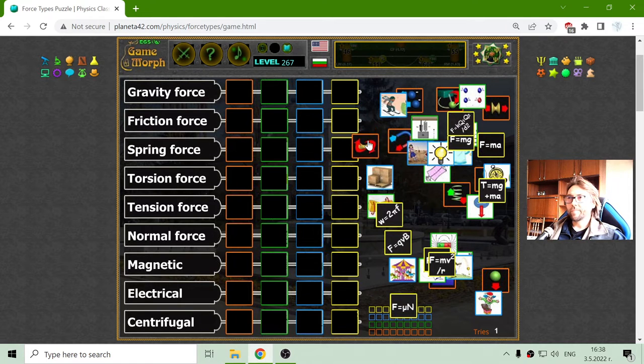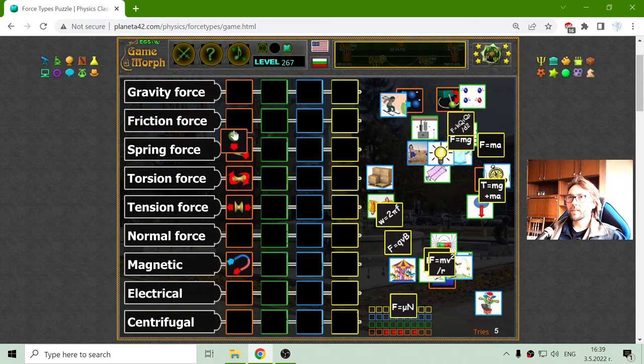Now, this one looks like torsion, right? This one looks like tension. This is a simple spring, so it is spring force. There is a magnet, that would be magnetic force. This one is gravity, object to the top. Here I have moving electrons, so it will be electrical.